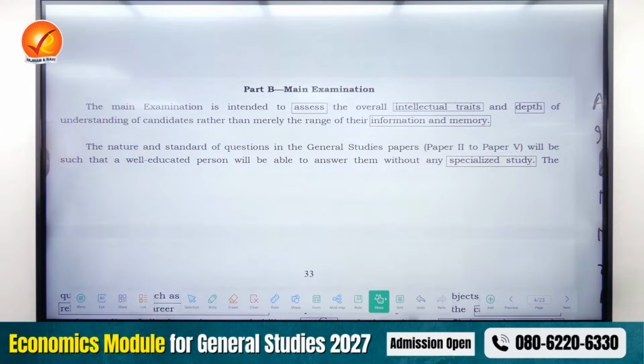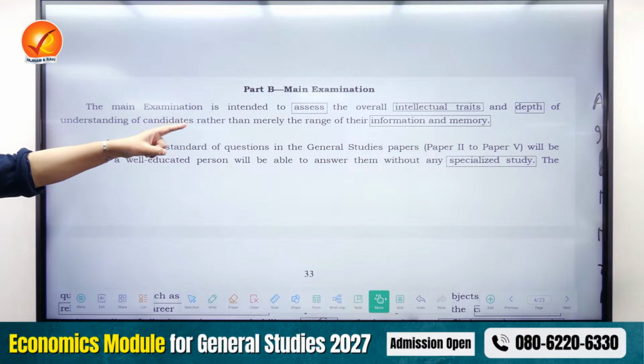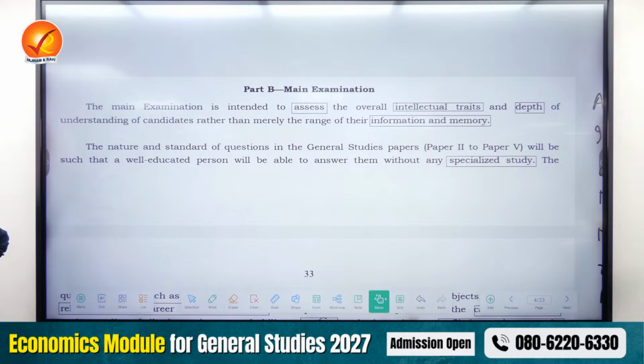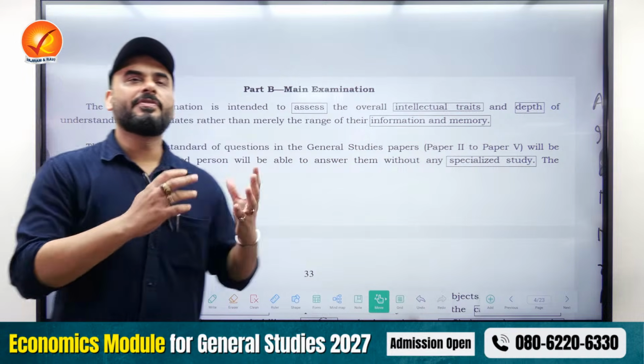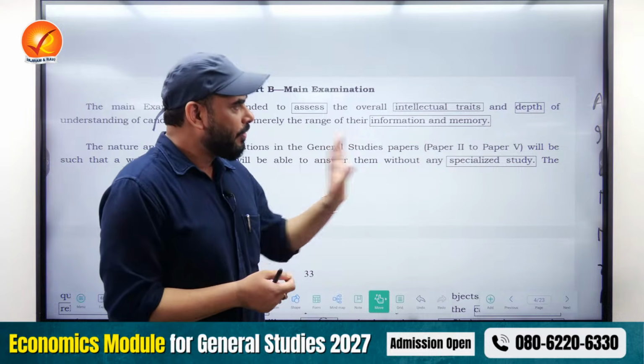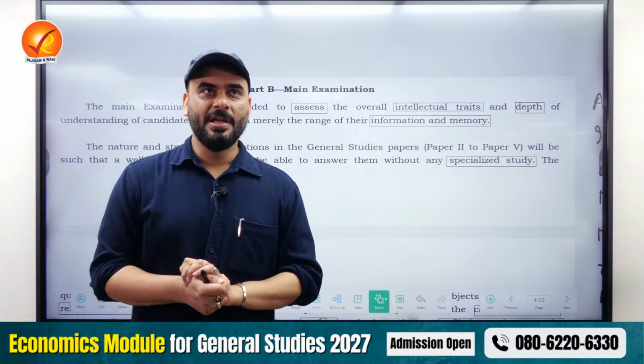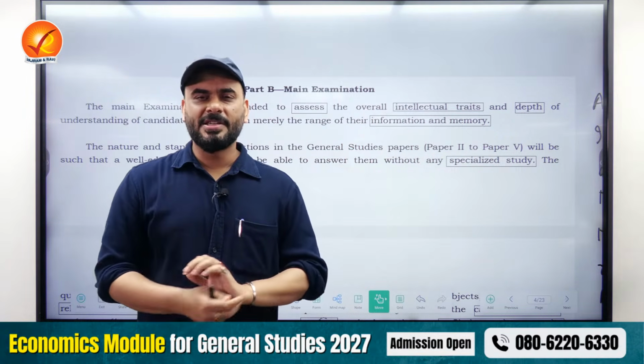It says main examination, and this is the original notification of UPSC. So UPSC says the main examination is intended to assess the overall intellectual trait. Wow. So which means that they want to see intellectual trait and depth of understanding of the candidate rather than merely the range of information and memory. So UPSC says they are looking for something intellectual in you. They're not only looking for information and memory. So even if you are writing less data, less fact, that's fine.